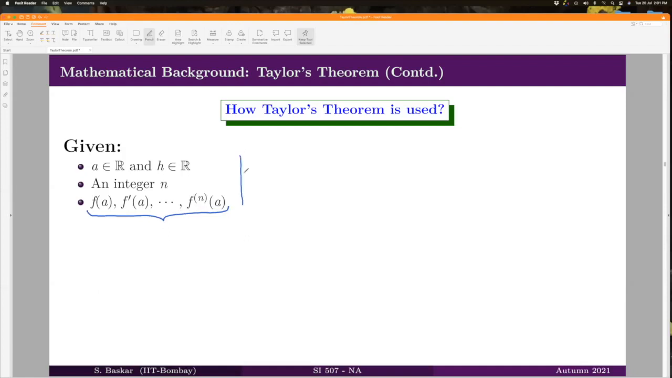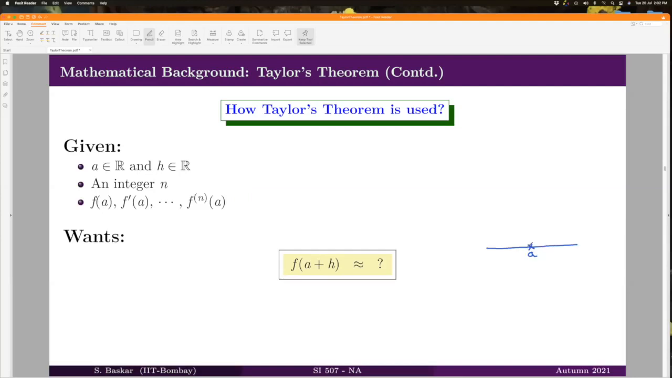Once we are given all these inputs, now the question is, what is the value of f of a plus h, right? As I told you, we are given information about the function f at the point A, and we want the function value at the point A plus h. That is what we want, right? Well, we know only the function value at the point A and more information about the function at the point A only.